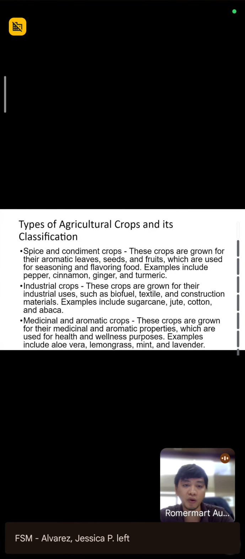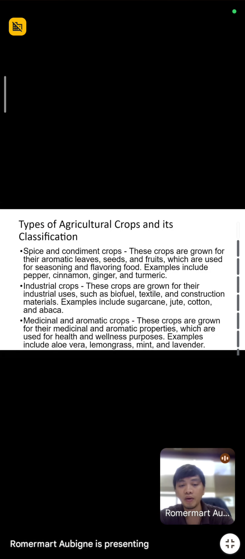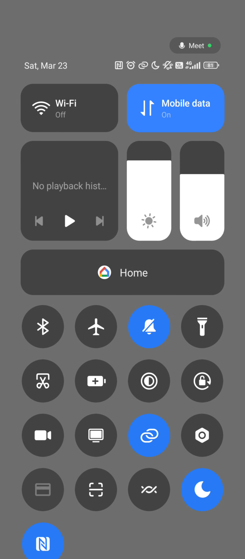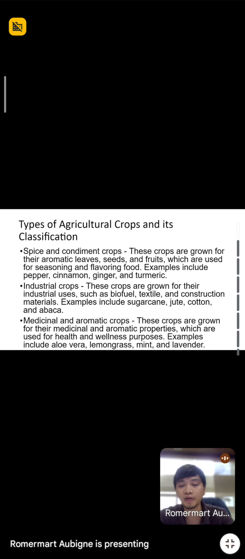Another type of agricultural crop is the medicinal and aromatic crops. These crops are grown for their medicinal and aromatic properties, which are used for health and wellness purposes. Examples are aloe vera, lemongrass, mint, and lavender.